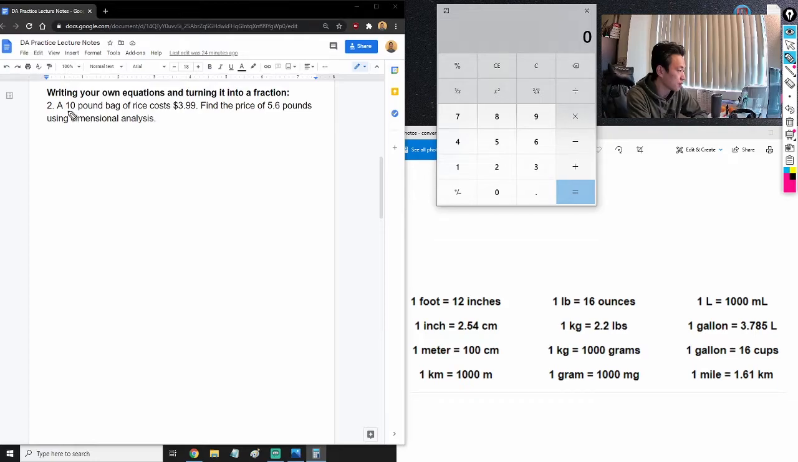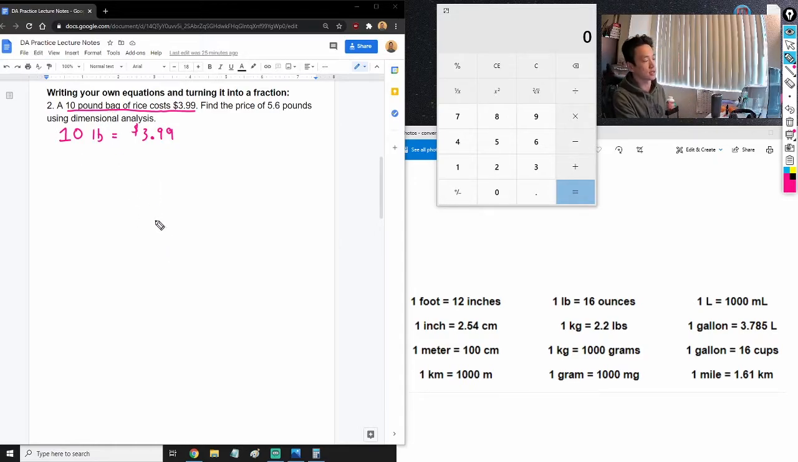So it says that a 10-pound bag of rice costs $3.99. So automatically you know that 10 pounds is equal to $3.99. So we can use these numbers to write 10 pounds equals $3.99. Now remember, if something is equivalent to, has an equal sign, if it has the word per, if you see anything that indicates that something is equal or the same as another thing, that's when you can write an equation. So 10 pounds equals $3.99.